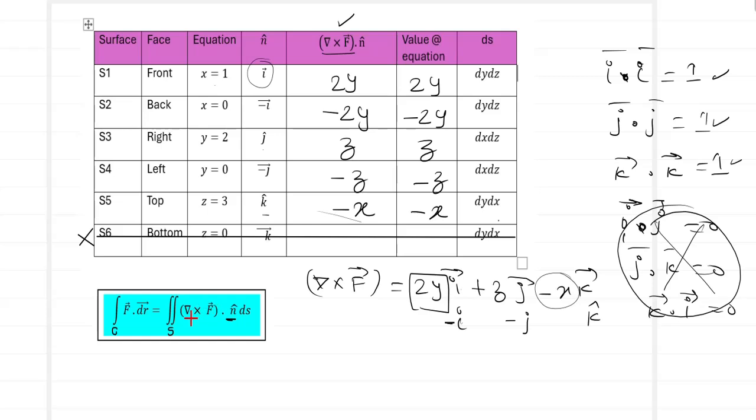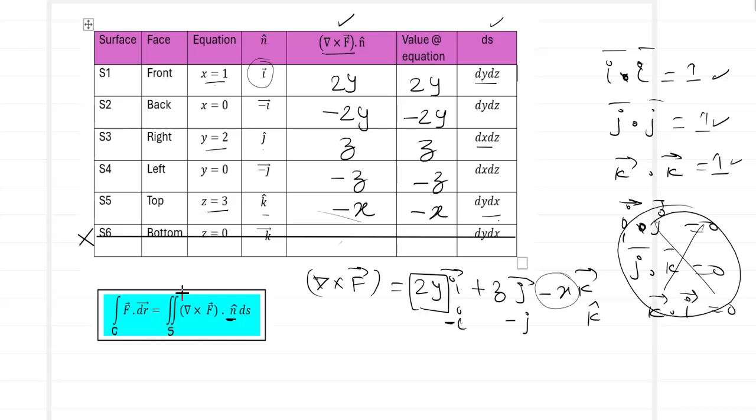Now del cross f dot n cap is over. I will have to just fix my ds. What is my ds? When it is x, the remaining two are my ds: dy, dz. When you have y, you have the remaining two, x and z, as your ds. When you have z, the remaining two variables, y and x, are my ds.